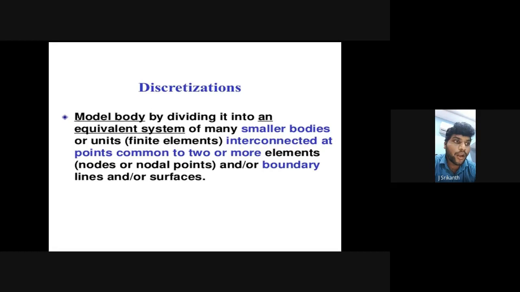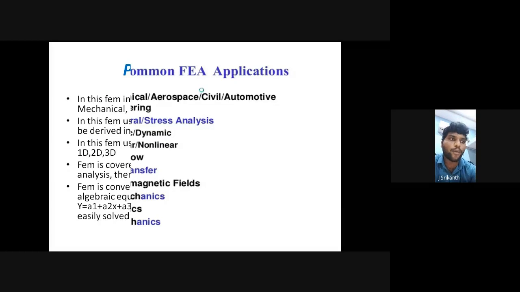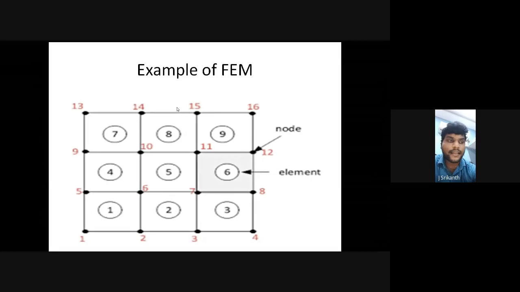What is the meaning of model body? Complex region or complex structure. The complex structure is divided into equal systems. Already we know one example of the finite element method. Using this example, we are stating the definition of discretization. In this discretization process, this is the model body, for example.